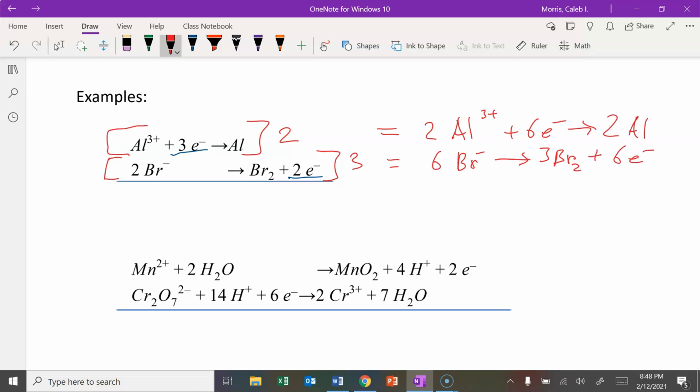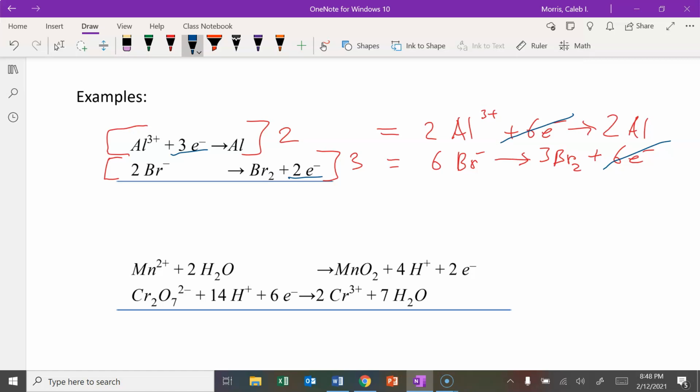Okay, now I can look at what's on both sides and cancel them out. So I see that I've got 6 electrons on both sides. I can cancel those out now. Look for anything else that could be canceled out. I don't see anything that's identical on both sides. Al3+ turns into Al. Okay. Br minus turns into Br2. So I don't see anything that could be truly eliminated.